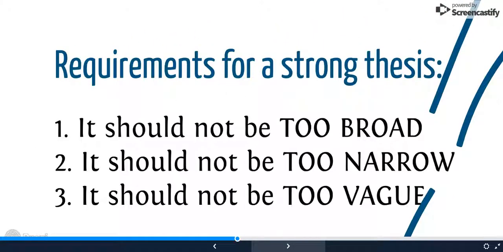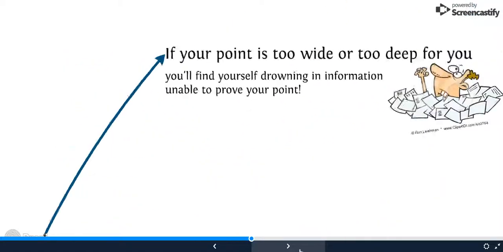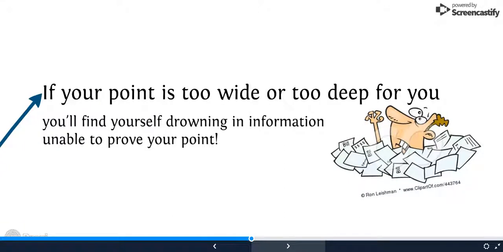Requirements for a strong thesis statement. It should not be too broad, it should not be too narrow, it should not be too vague. If your point is too wide or too deep for you, you'll find yourself drowning in information and unable to prove your actual point.